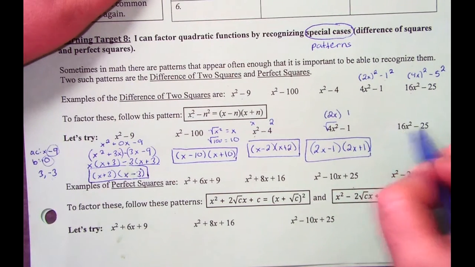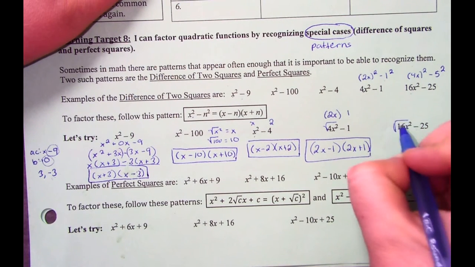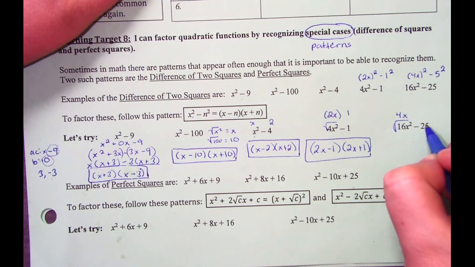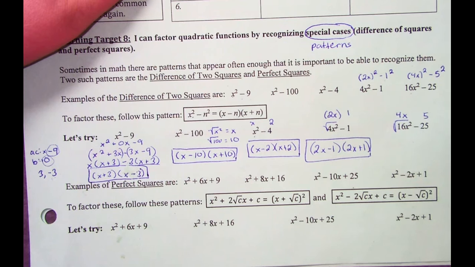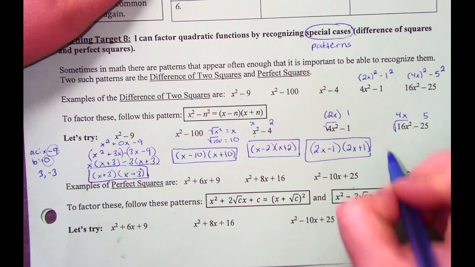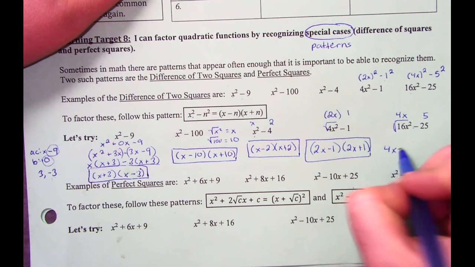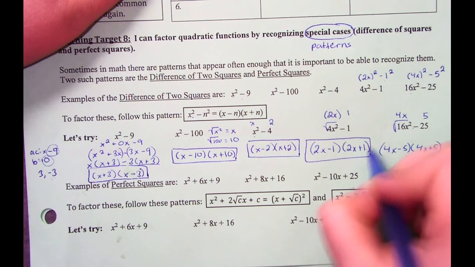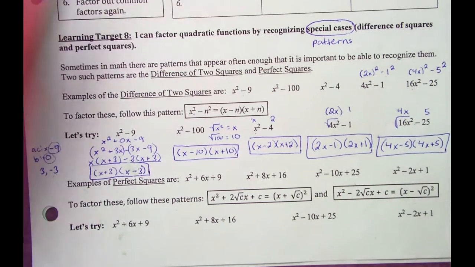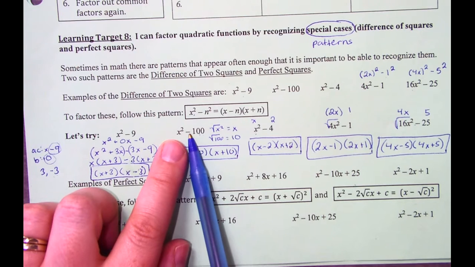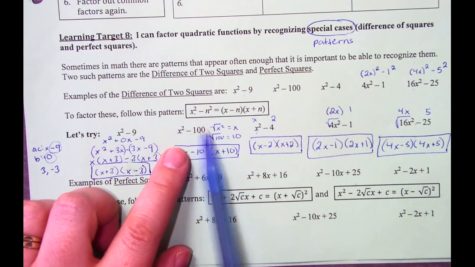The square root of 16x squared: the square root of 16 is 4, the square root of x squared is x. The square root of 25 is 5. So we have the difference of two perfect squares, so we end up with 4x minus 5 and 4x plus 5. So whenever you have this pattern of two perfect squares and a subtraction sign in between, it's always whatever the square root of this is.